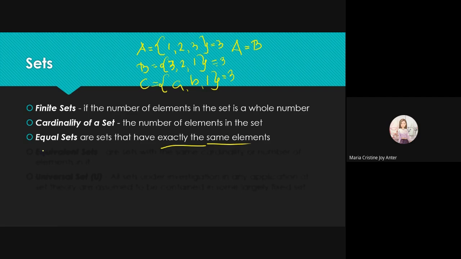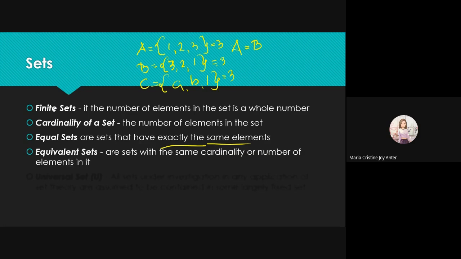Okay? Now, when two or more sets have the same cardinality, we can call them equivalent sets. So, meaning, sets A, B, and C are equivalent sets because all of them have the same number of elements. So, they are only equivalent, but they are not equal. Equivalent is different from equal. Okay? Sets are equal if they have exactly the same elements. They are equivalent if they have the same number of elements or cardinality. Yan, those are our sets.